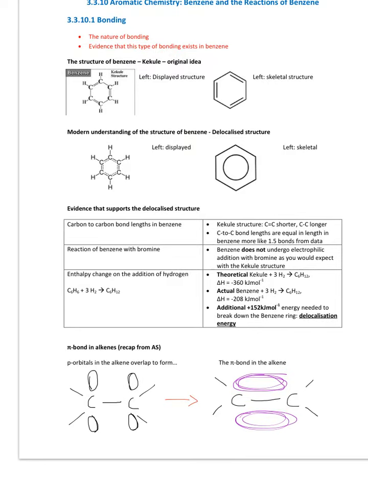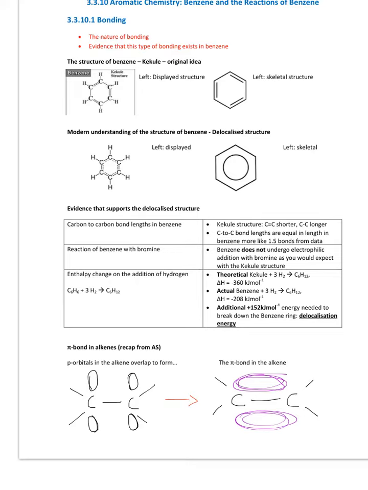The evidence that supports this is, first of all, that in the Kekule structure you would think there would be a longer bond for the single and a shorter bond for the double, but that's not true. Evidence shows that they're actually all of the same length. Second, you might think this structure would undergo electrophilic addition like the alkenes do, but that doesn't happen. It takes much harsher conditions for benzene to react with bromine. So that's the second piece of evidence.